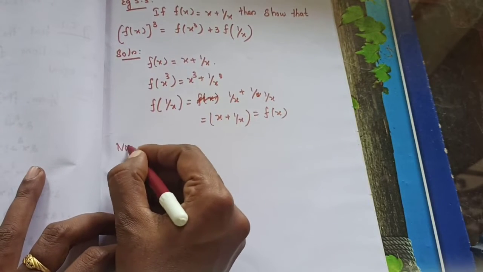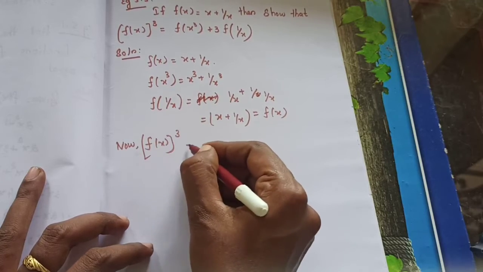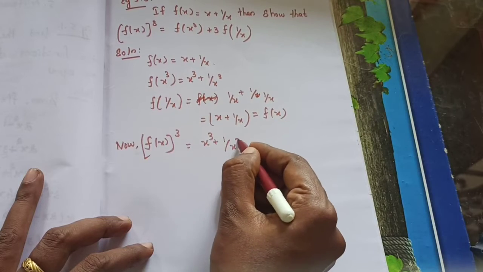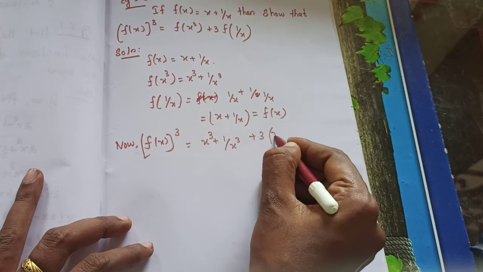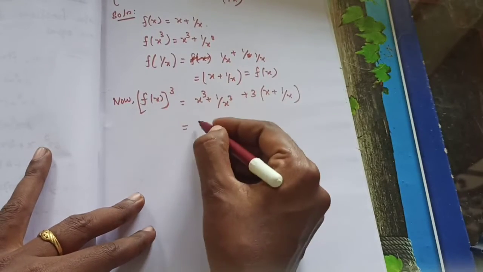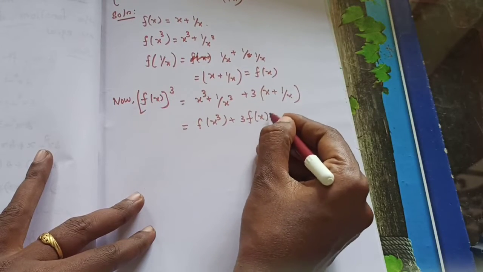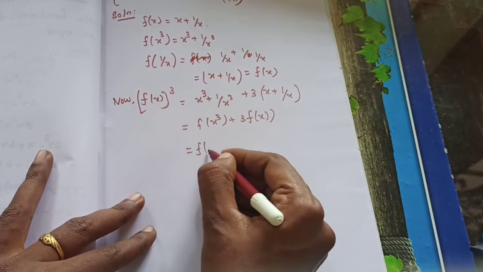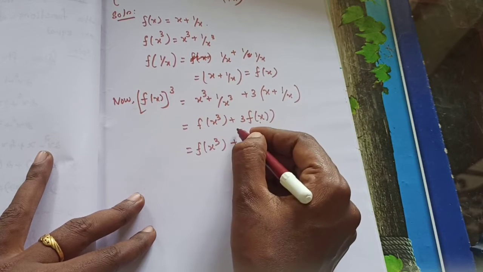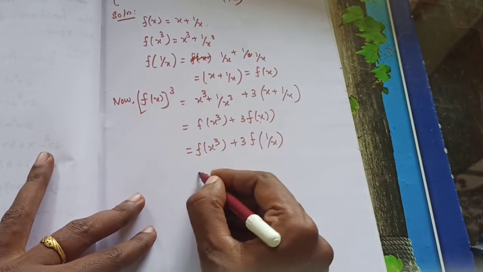So now you take down the LHS. f(x) the whole cube is equal to, substitute here, f(x³), what's the value? x³ + 1/x³, plus 3 into f(1/x), what's the value? x + 1/x. So that is the same as f(x³) plus 3 into f(x), correct? So that is equal to f(x³) plus 3 into f(x), and f(x) is equal to f(1/x), correct?